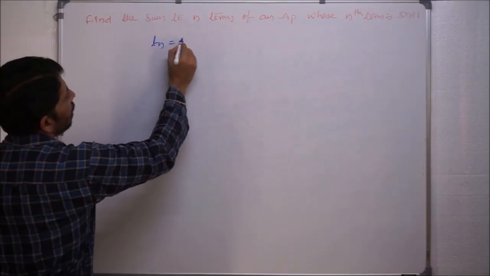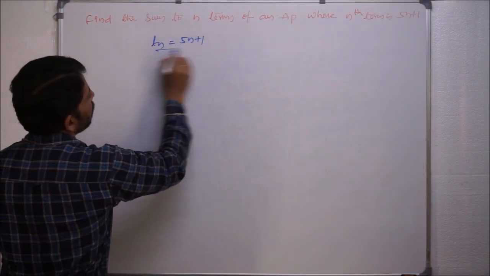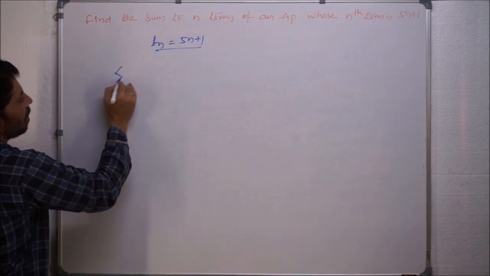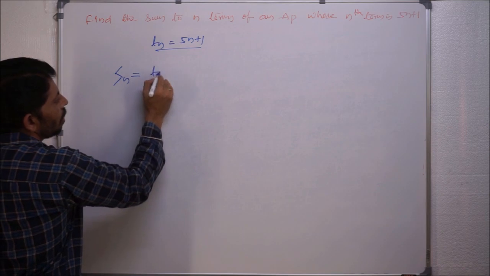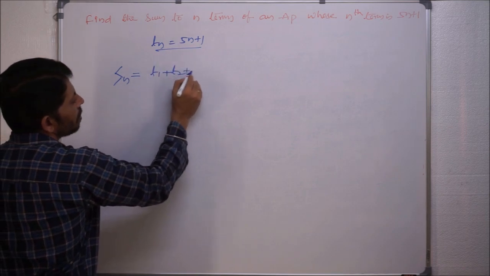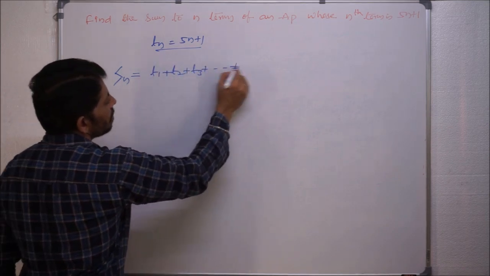Find the sum to n terms of an AP whose nth term is 5n plus 1. So here what they have given, Tn equals 5n plus 1. Now what do we need to find out? Sn we need to find out. Generally we know Sn equals T1 plus T2 plus T3 and so on plus Tn.